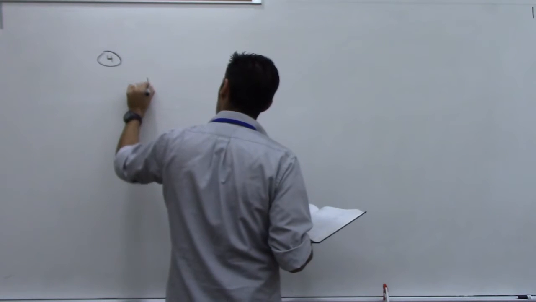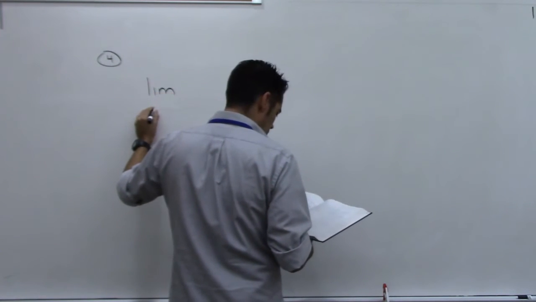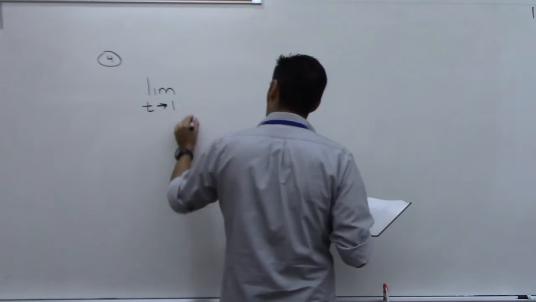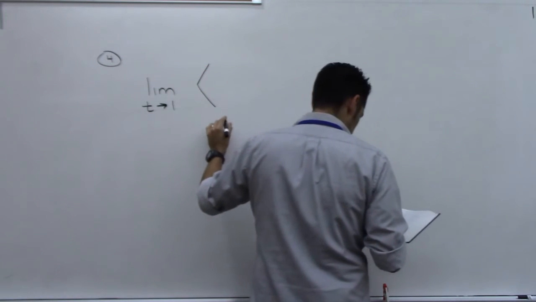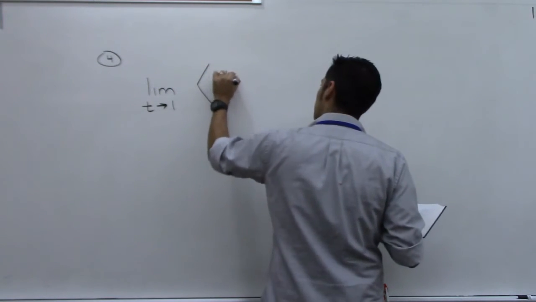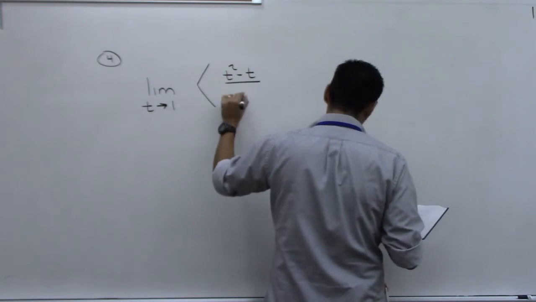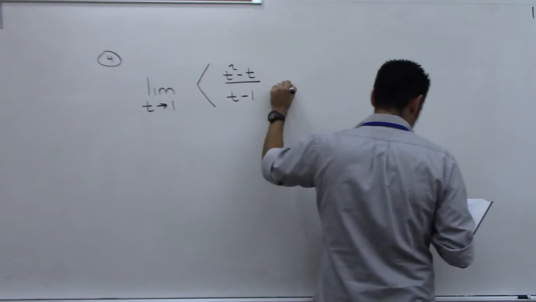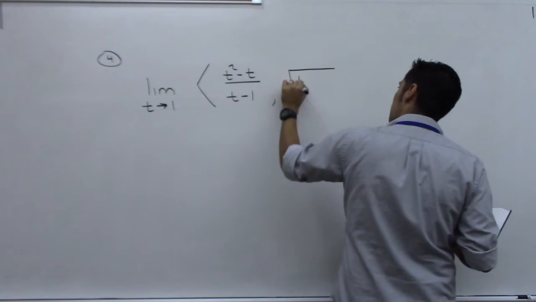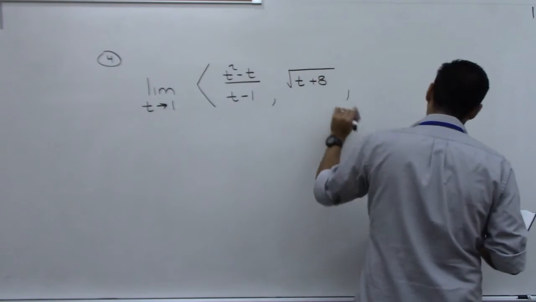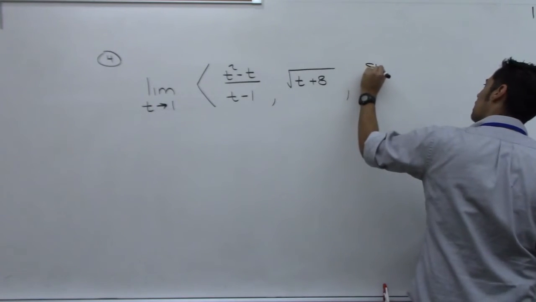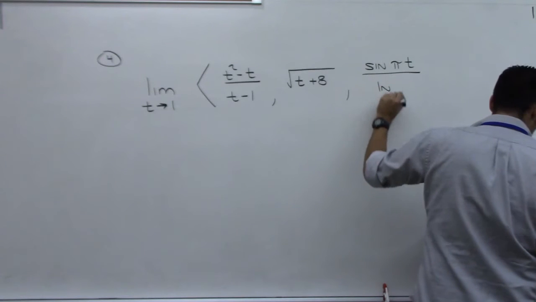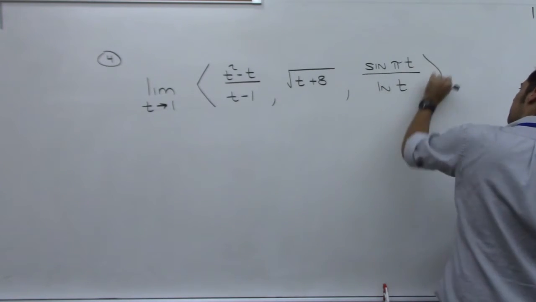We're going to try the limit as t goes to 1 here of the vector function t squared minus t over t minus 1, and then square root of t plus 8, and then sine of pi t over natural log t.